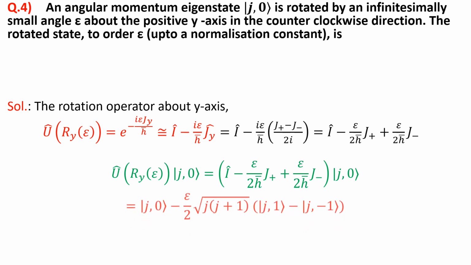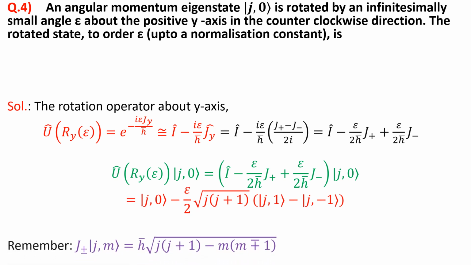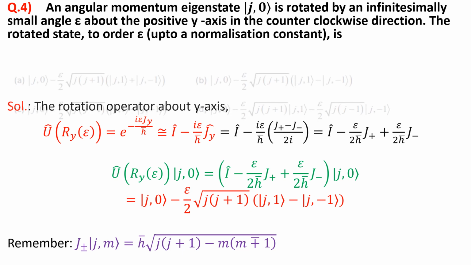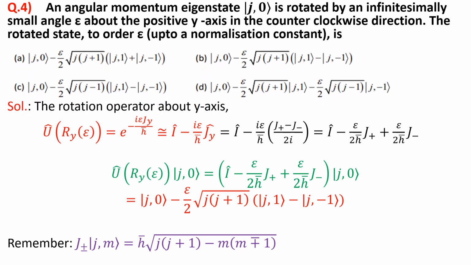So you can see the answer is B. Or you can also remember the J plus/minus raising and lowering operators acting on the angular momentum state equals h cross times square root of (j plus 1 minus m)(j minus plus m plus 1).